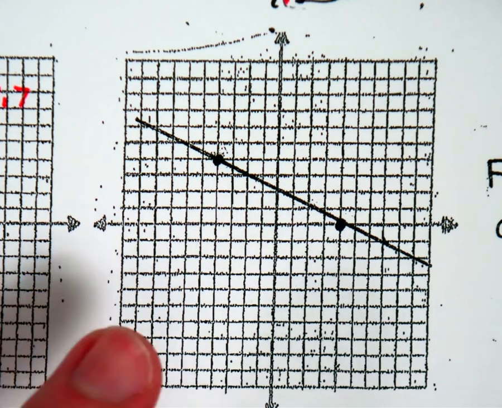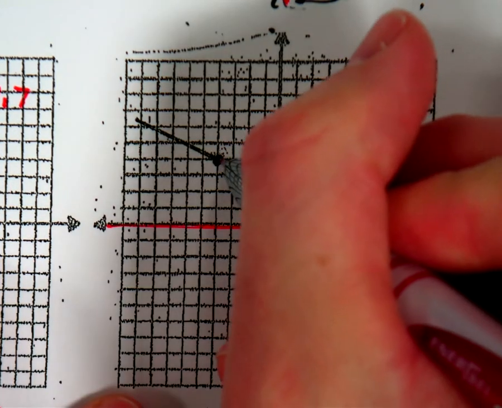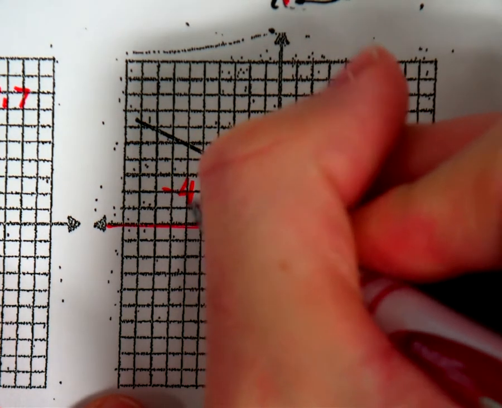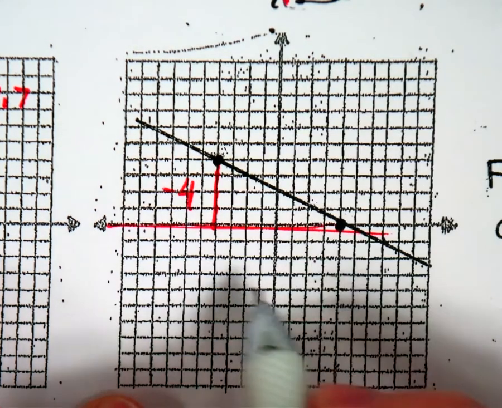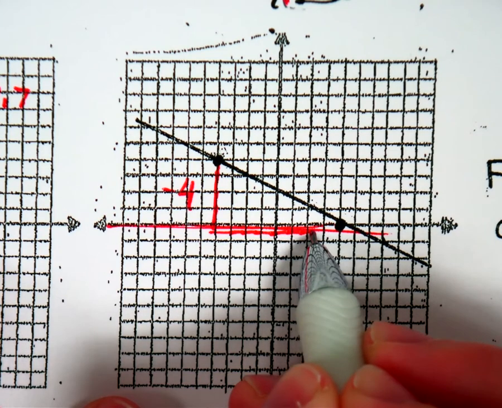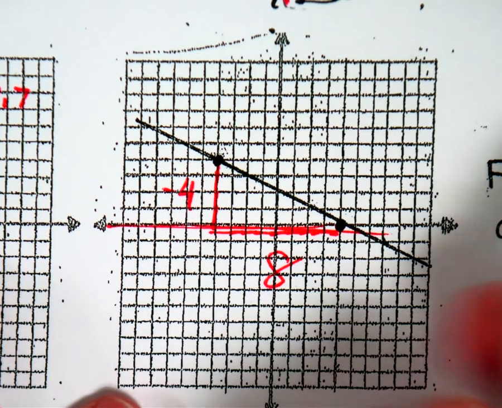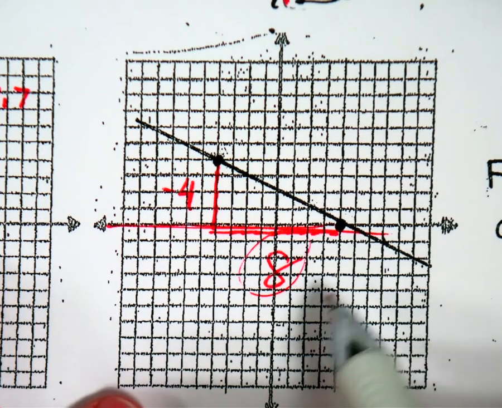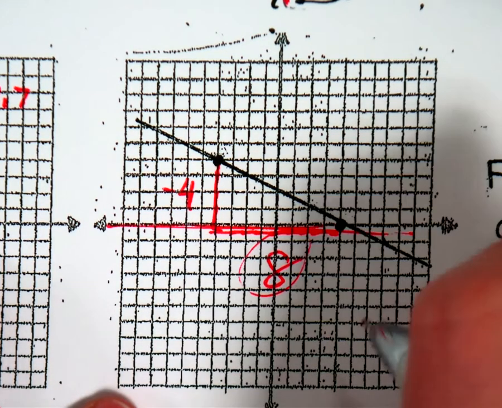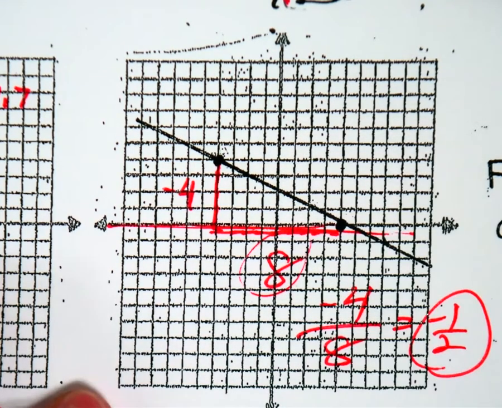Okay, let's see what we got. So actually here, we're going down 1, 2, 3, 4. So I went down 4, so I'm going to call that a negative 4. And I went out 1, 2, 3, 4, 5, 6, 7, 8. Always to the right, 8. So your out, when you're doing this method, is always going to be positive. Okay, so this is down 4, out 8. Negative 4 over 8. Our slope should be negative 1/2.